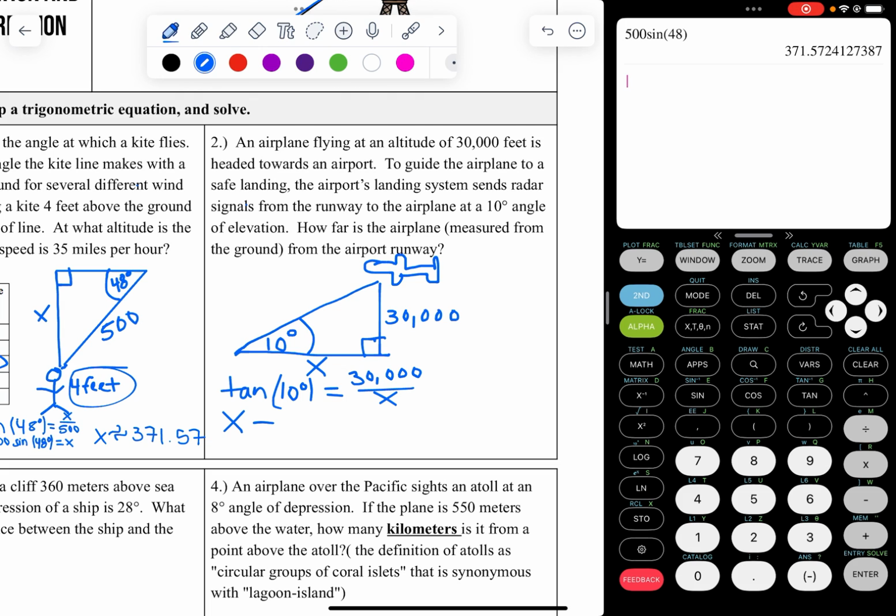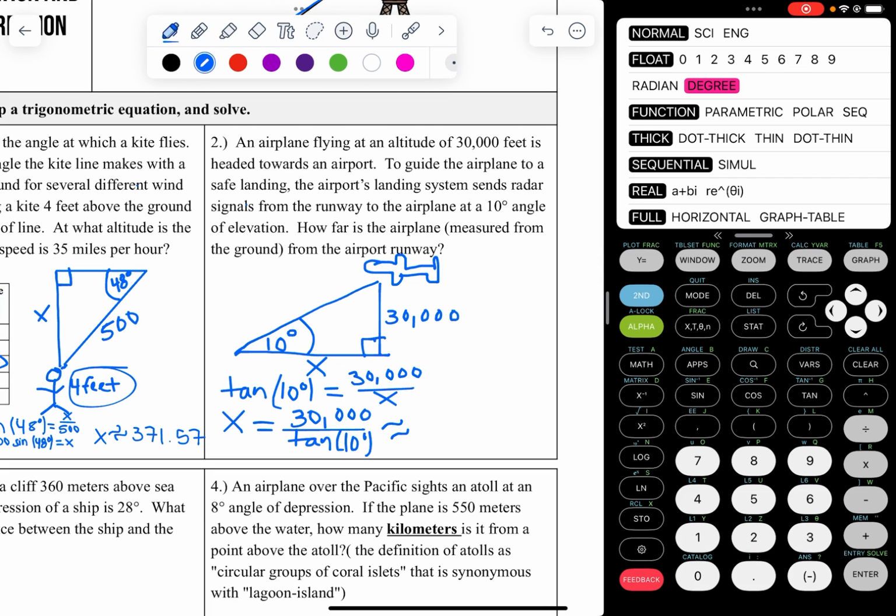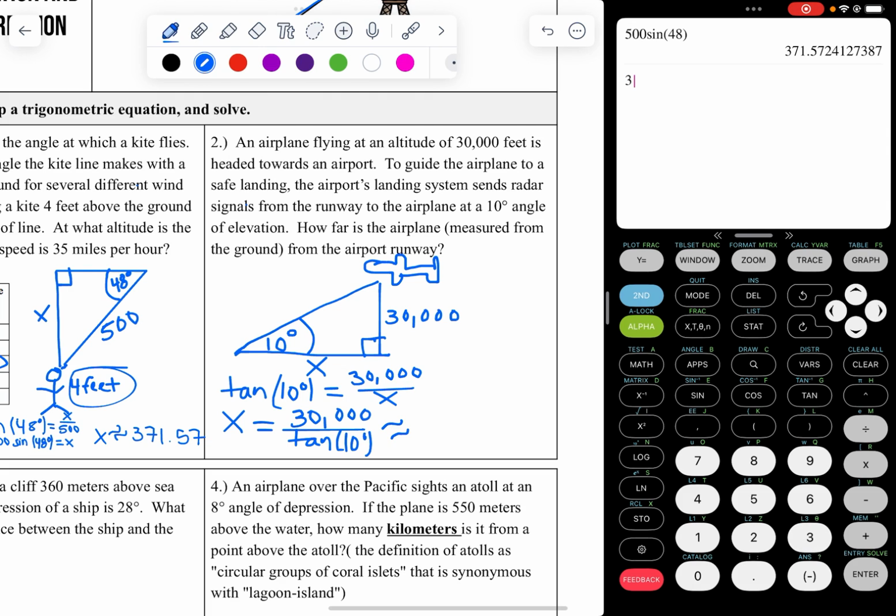Then we multiply by x and divide by the tangent to see that x would equal 30,000 divided by the tangent of 10 degrees. And again, we've got to always make sure our calculator's in degree mode when we type these things in. Remember, mode is next to the blue second button. Always check there to make sure that says degree, and then second mode will quit you out. So we've got 30,000 divided by tangent of 10 degrees, and we get approximately 170,138.45 feet away from the runway.